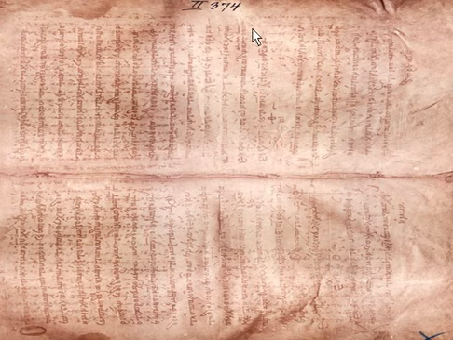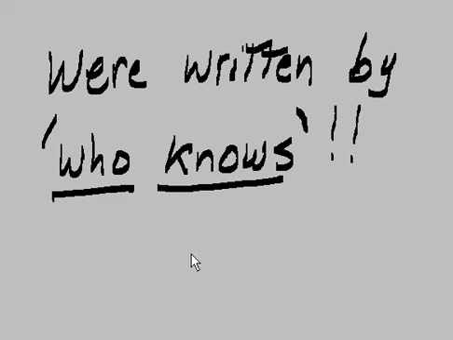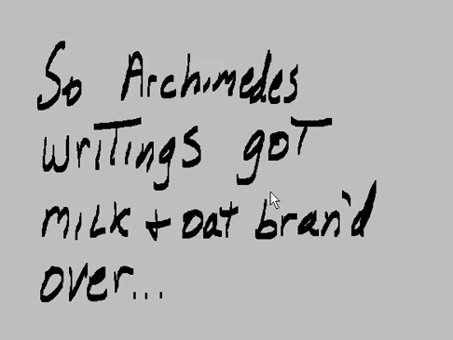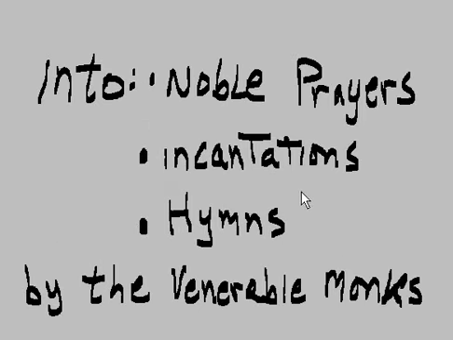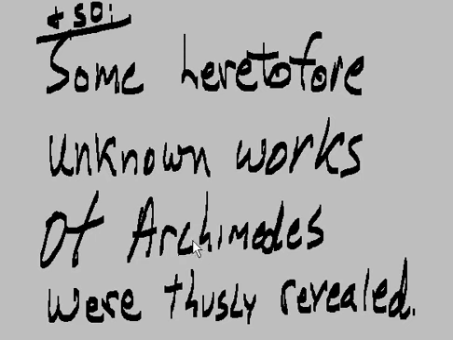Archimedes, the math giant of 250 BC, wrote lots of his work on vellum. The good monks of centuries later saw a better purpose for all those inexplicable, devilish math writings on the vellum, which were written by who knows. So Archimedes' writings got milk and oat bran over them, turned into noble prayers, incantations, and hymns by the venerable monks. And so some heretofore unknown works of Archimedes were thusly revealed.